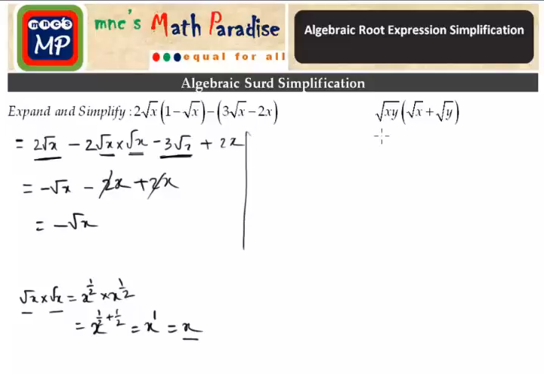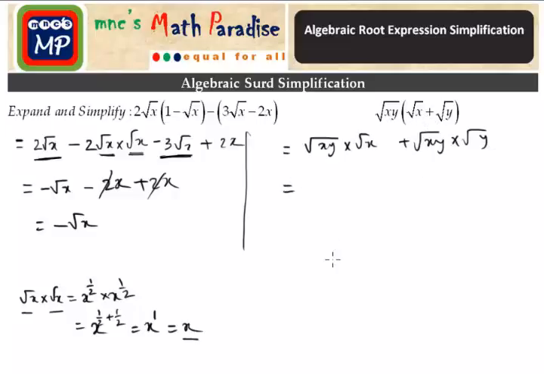In the second example, root xy is multiplied with root x plus root y. So if we distribute this root xy over root x plus root y, we will get root xy times root x plus root xy times root y. So root xy is multiplied with root x, and root xy is multiplied with root y.